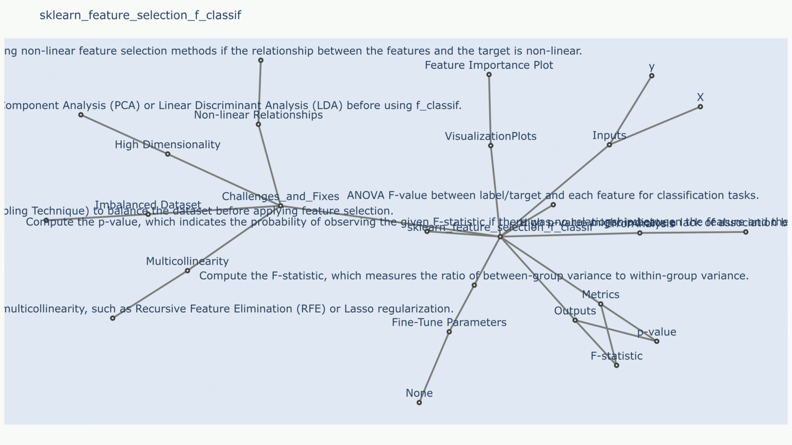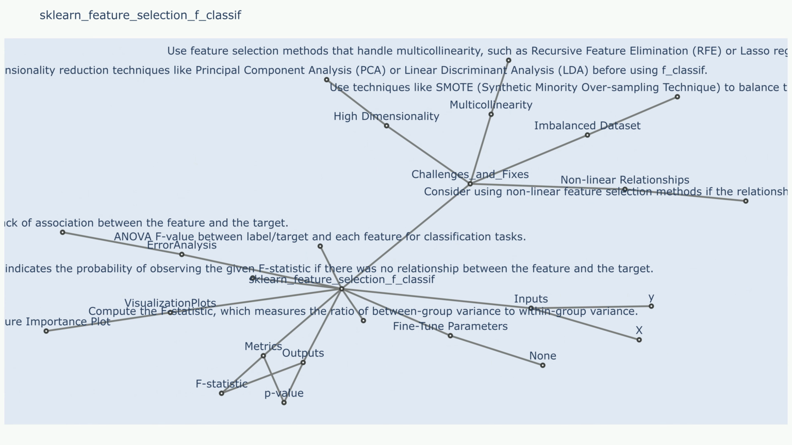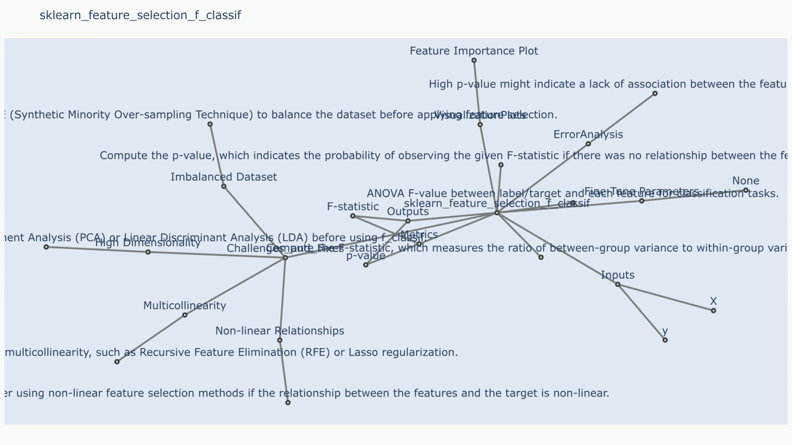Steps: calculate the ANOVA F statistic for each feature, measuring the variance between group classes relative to the variance within groups. Compute the corresponding p-value for each feature, indicating the probability of observing the calculated F statistic if there were no real difference between the classes.